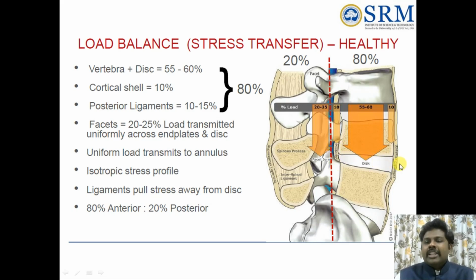These are called ALL and PLL, and after that the supraspinous ligament and the interspinous ligament, and in the facet it is called the capsule. Here also the ligaments will be there. So these are the different types of ligament. Ligaments also share the loads. And after that the facet will take 20 to 25% of the load. Only then will there be a uniform load transmitted in the outside part called the annulus.